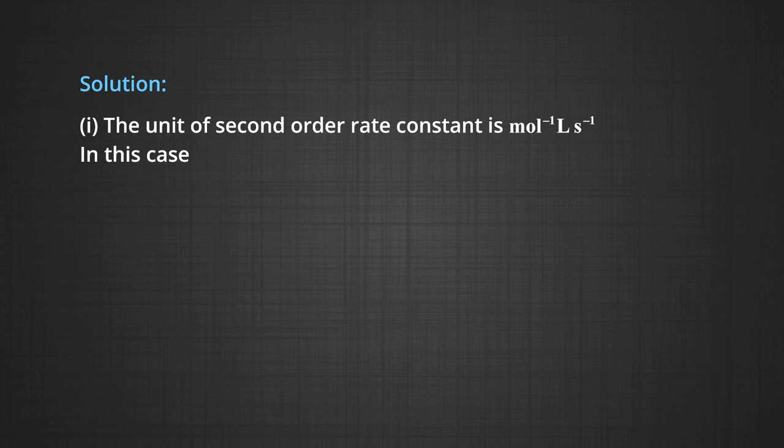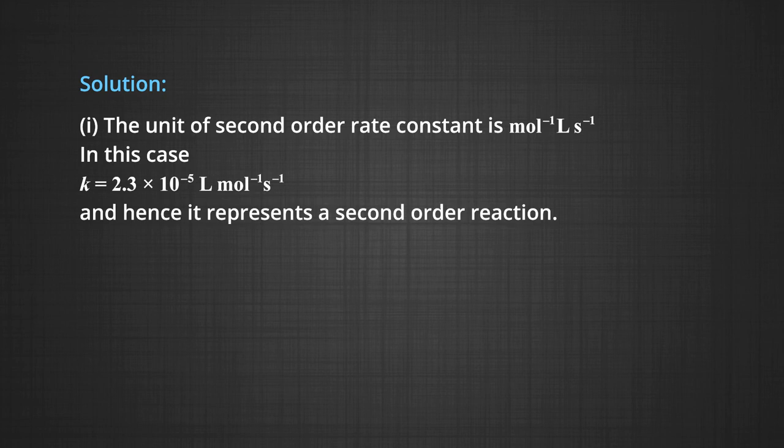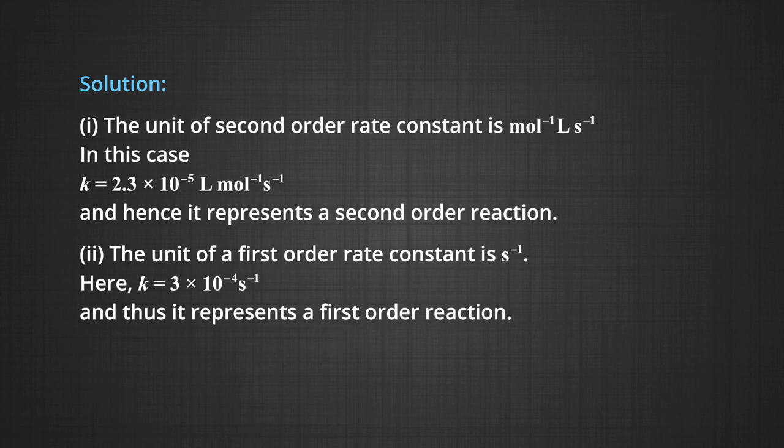Now, just by checking the units, the first answer: the unit of the second order rate constant is liter per mole per second. In this case, k is equal to 2.3 times 10 raised to power minus 5 liter mole inverse second inverse. Hence, it is a second order reaction. The unit of the first order rate constant is per second. So, by comparing this, the second part has been given 3 times 10 raised to power minus 4 per second. So, the unit matches the first order reaction, hence it represents a first order reaction.